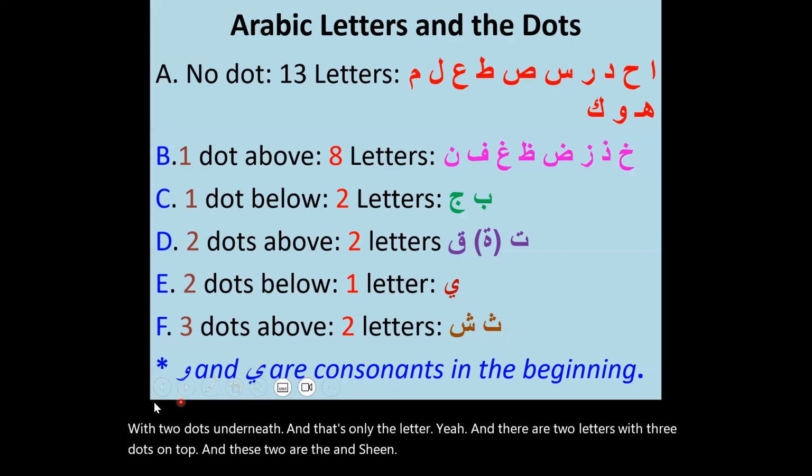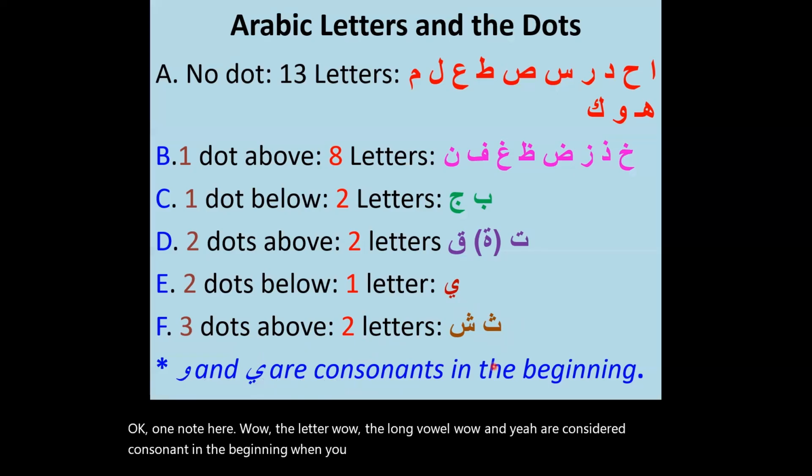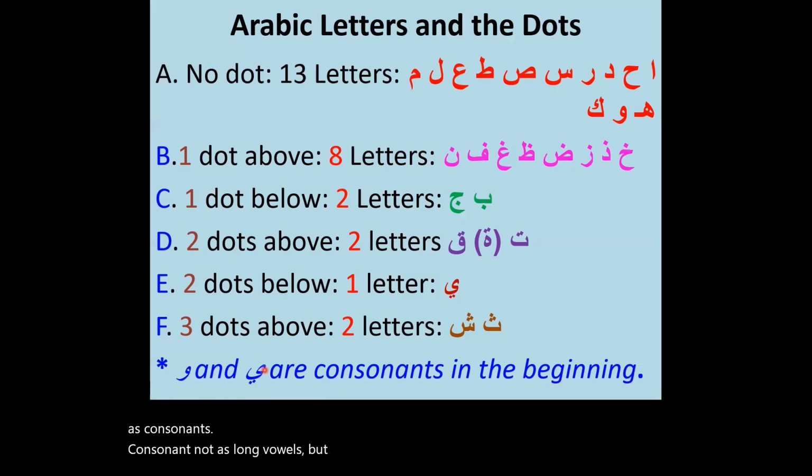Okay, one note here: the letter waw, the long vowel waw, and ya are considered consonants in the beginning. When you start a word with the letter waw or the ya, they behave as consonants, not as long vowels. But alif sometimes and sometimes not.